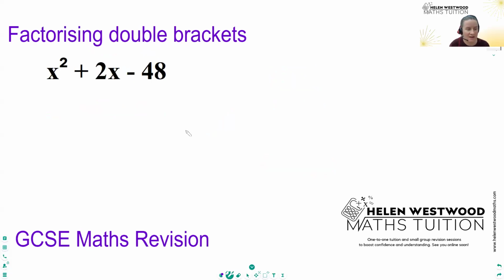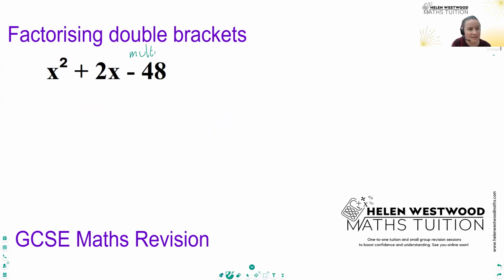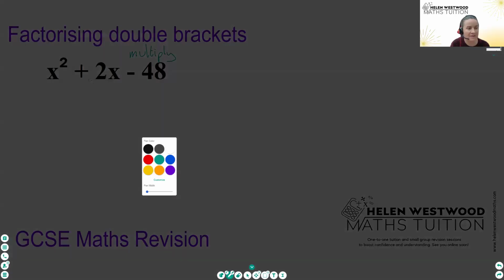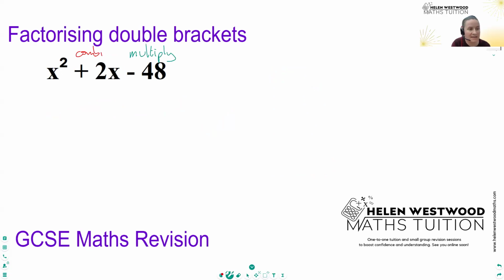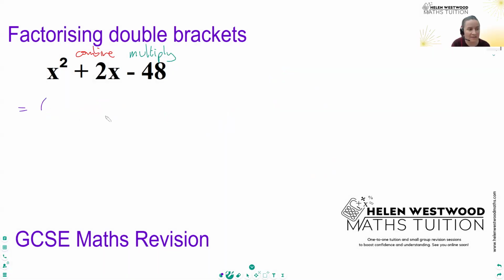Okay, so final example of factorising into our double brackets. This one takes a little bit more thinking about because we're going to have negative numbers to consider here. We can see that because we've got the minus 48 on the end. So we're going to factorise this into double brackets with our x at the beginning.